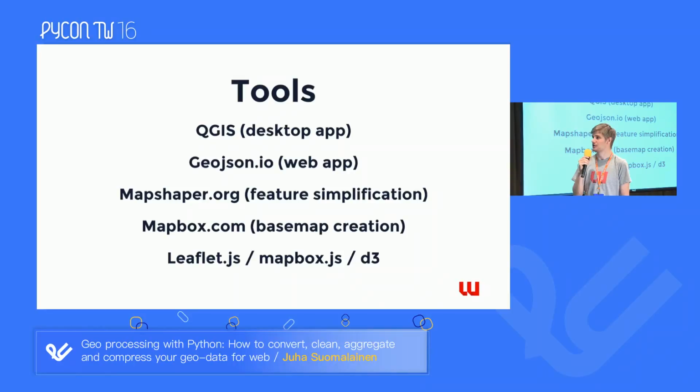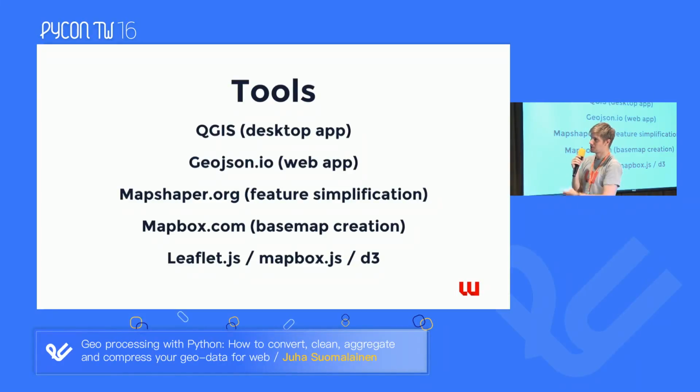There's a web app called geojson.io. It's very good for debugging, is my GeoJSON valid? You can just dump your GeoJSON on that app and it will show it on the map automatically. So it's very good for checking, is my GeoJSON valid and how does it look on the map?